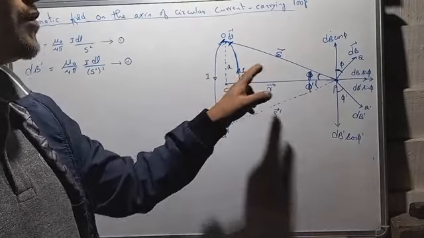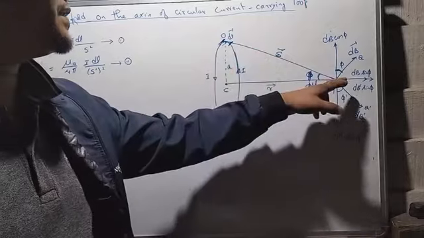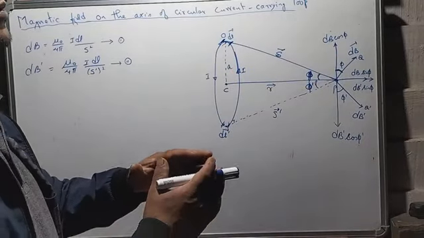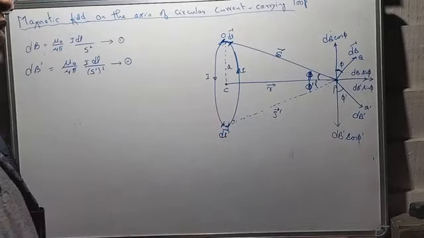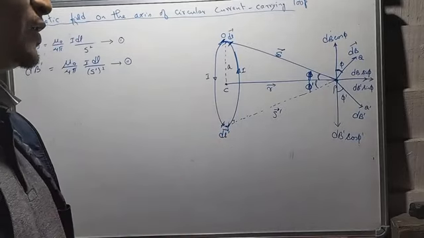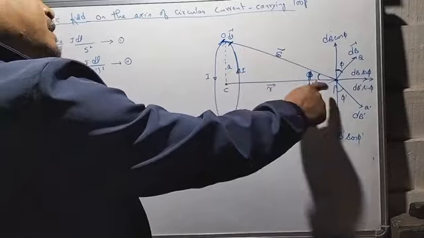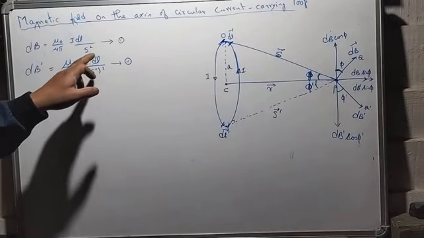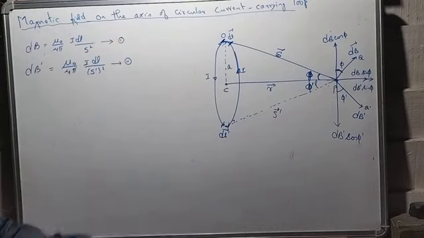Because from symmetry, this s and s dash are at the same distance. They look alike, so the distance between s and s dash is the same. So if s and s dash are the same, it means equation 1 and equation 2 are equal to each other.